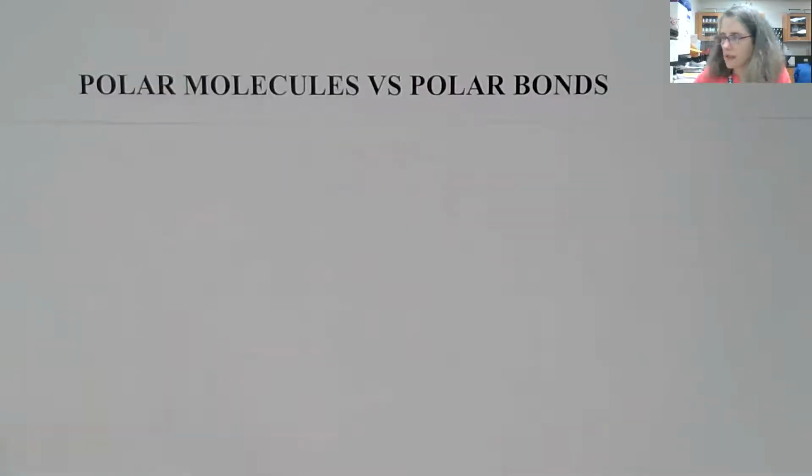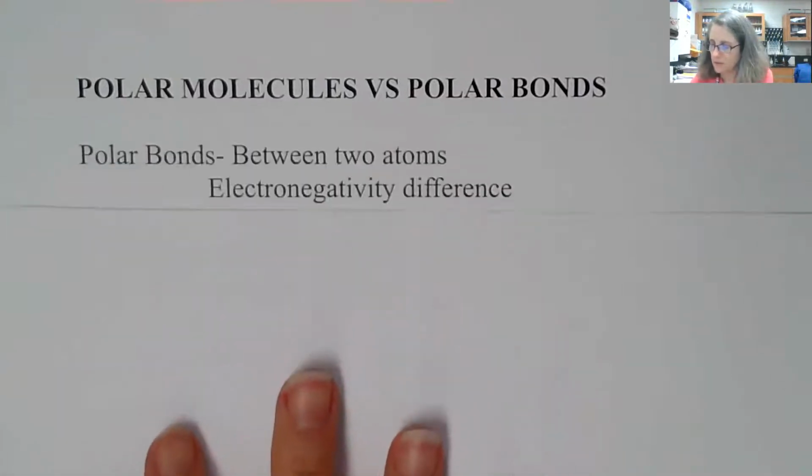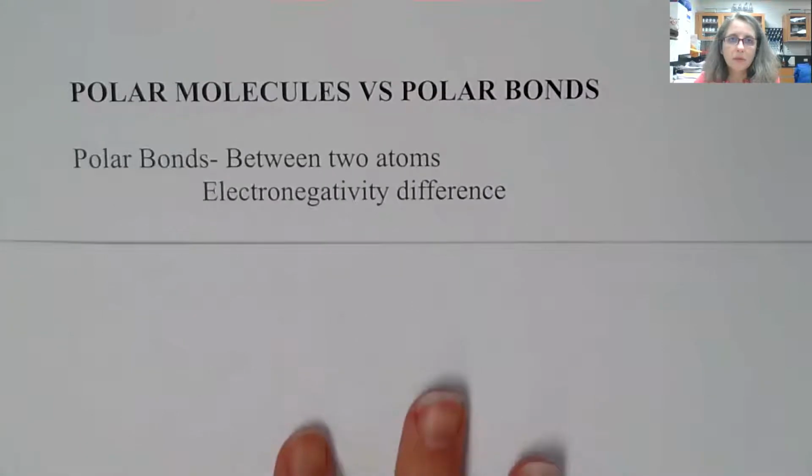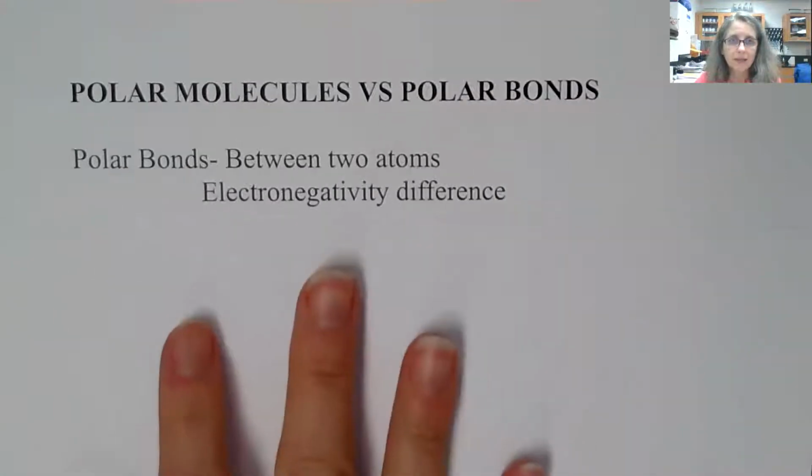So the focus of this video is going to be determining whether or not a molecule is polar. We talked about polar bonds in the previous video, so let's go over that and how that is different from a polar molecule. Polar bonds are always going to be determined by the difference between the electronegativities.